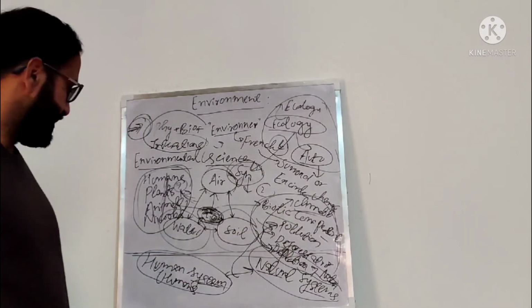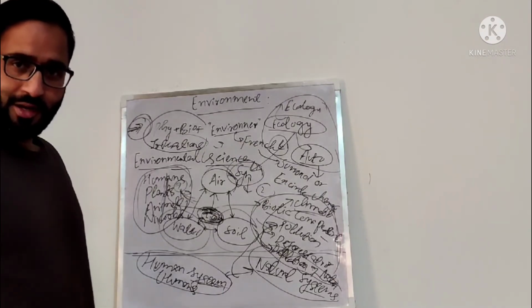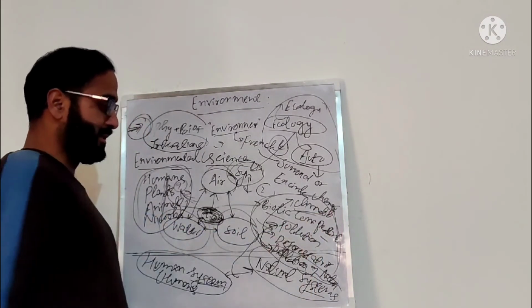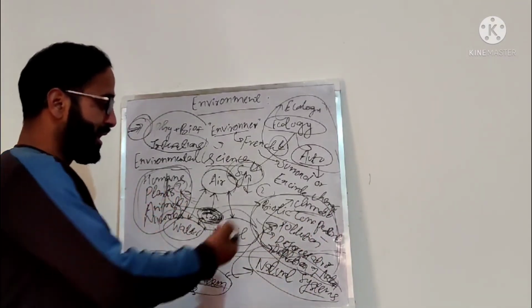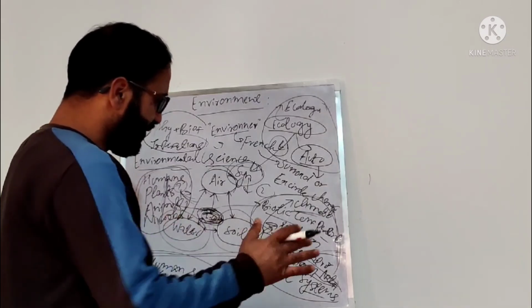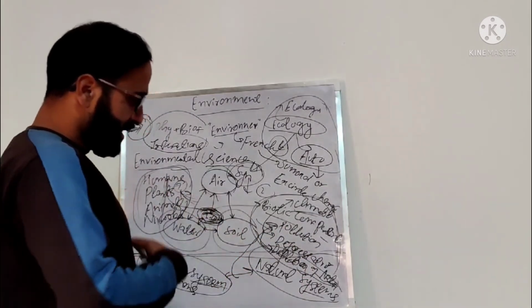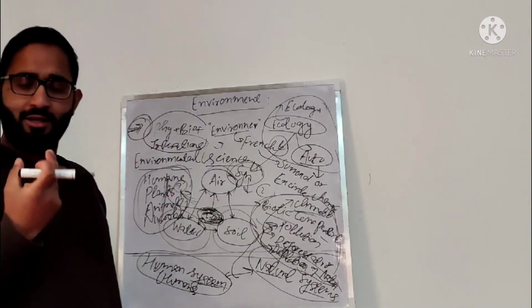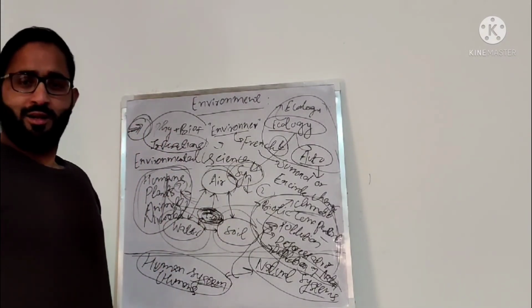So in a nutshell, we can say environmental science is the interactions that exist between human systems and natural systems. Human beings are adding pollutants, causing ozone layer depletion, deforestation, and depletion of resources. All these things we study under environmental sciences. Thank you.